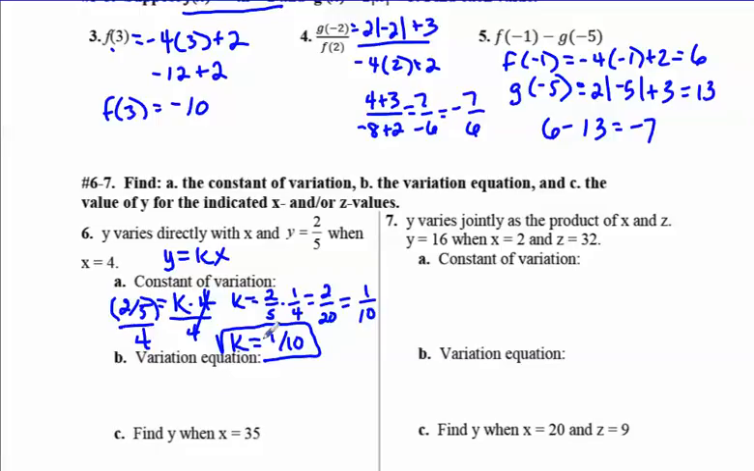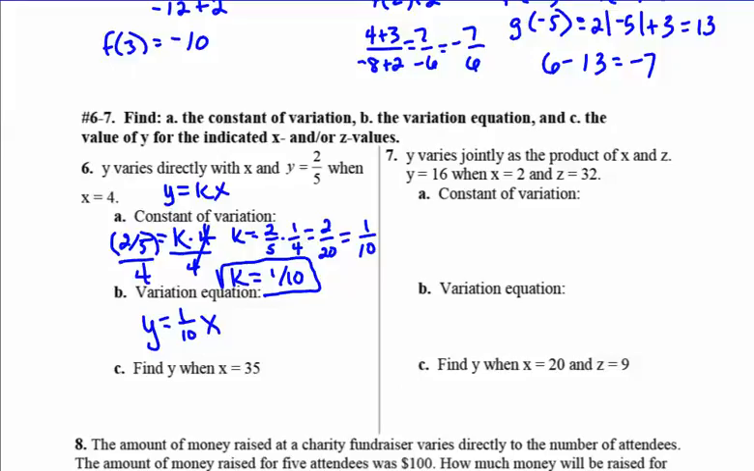Once you have k, to write your variation equation, you just put that number instead of the k. So that would be y equals 1/10 x. And finally, you can find y when x equals 35 by substituting 35 in for x. So you have y is equal to 1/10 times 35, and you should get 3.5.